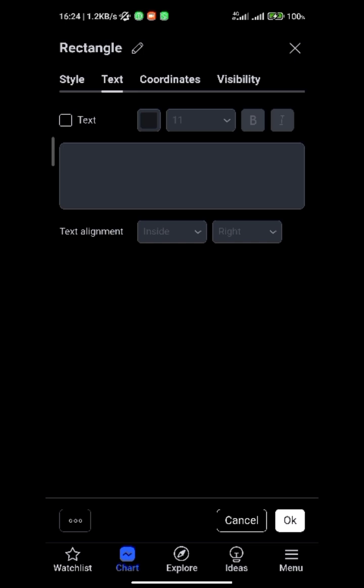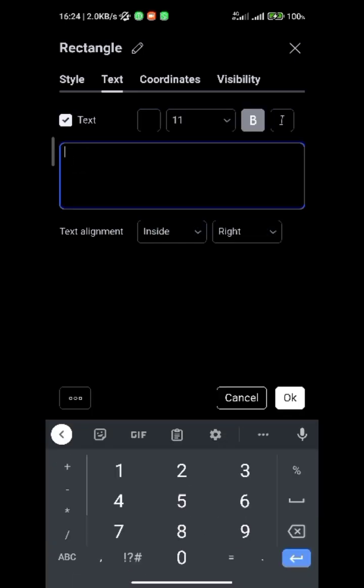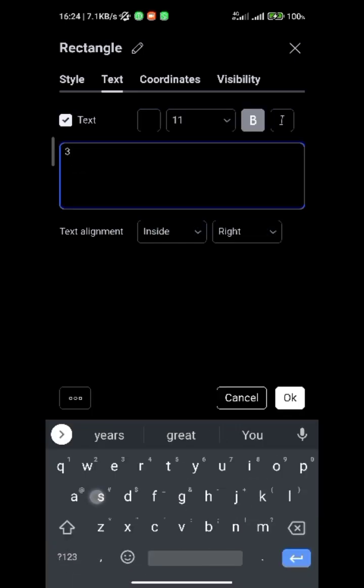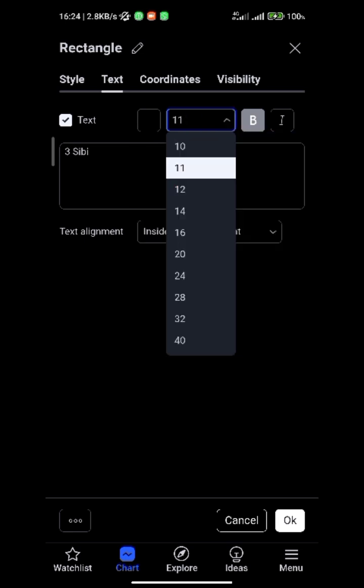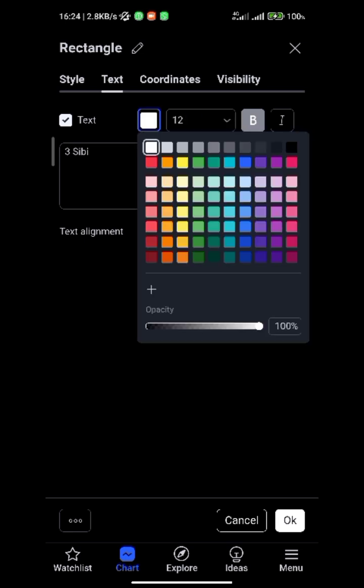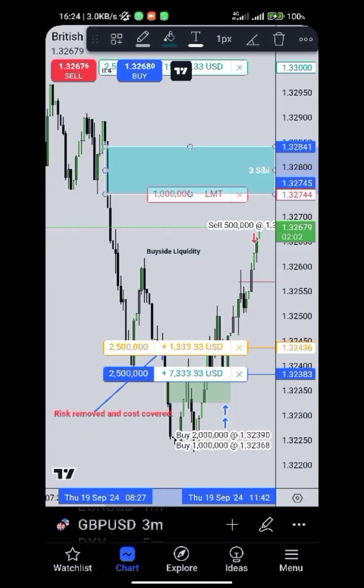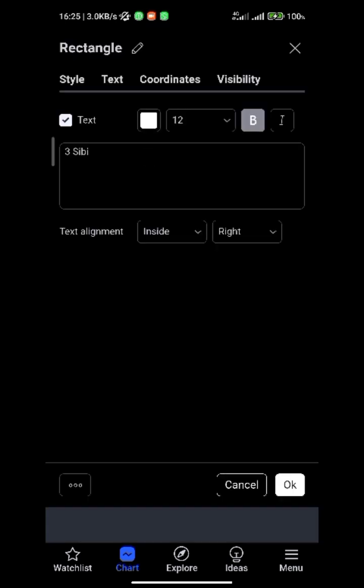So this is an inefficiency. It's the 3-minute chart. That's the sell side imbalance, buy side inefficiency. So it should be a draw on liquidity. Let's make it wide. Let's see, 12 wide. I think it should be in the middle.